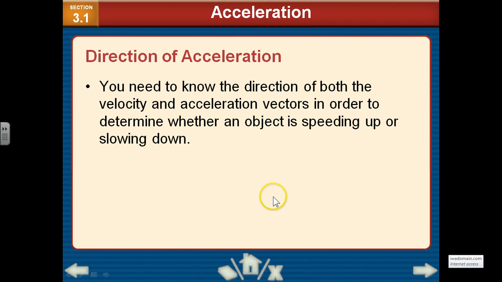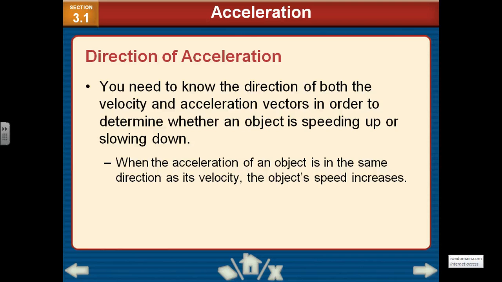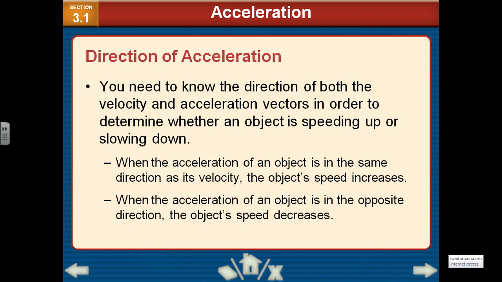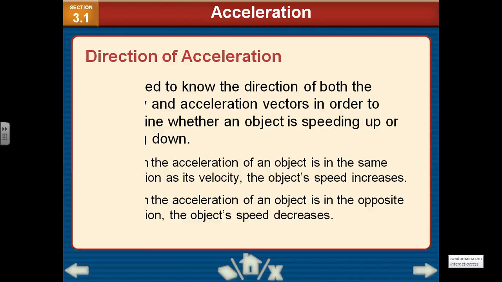You need to know the direction of both the velocity and the acceleration vectors in order to determine whether an object is speeding up or not. When the acceleration of an object is in the same direction as the velocity, the object is speeding up. When the acceleration is in the opposite direction, the object is slowing down. I'm going to show you examples of this in class.